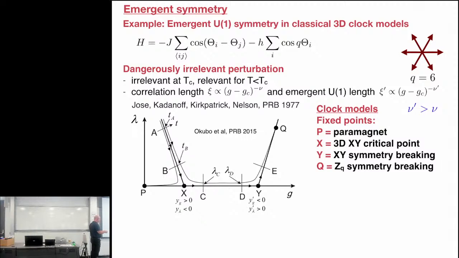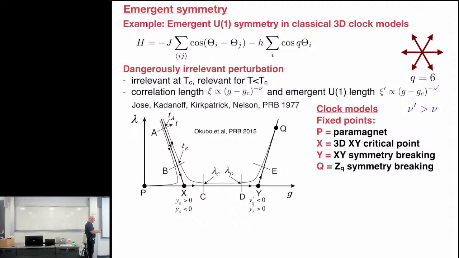You have the XY critical point. You have the paramagnet, this ordered phase. You have an ordered, O(2) phase, the XY symmetry breaking phase, and you have the Z_Q symmetry breaking phase. So eventually, in the ordered state, these break Z_Q symmetry, so they have to flow there.